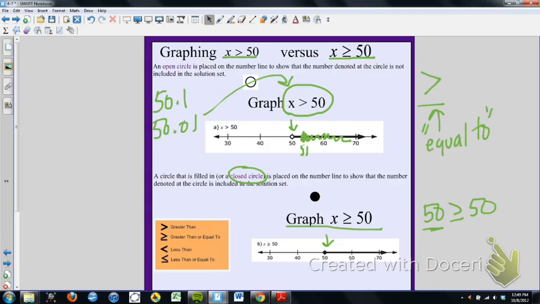So I put a closed circle, so I take a circle and I fill it in, and I shade all the numbers to the right, including the arrow. The arrow means that you're shading off into infinity.